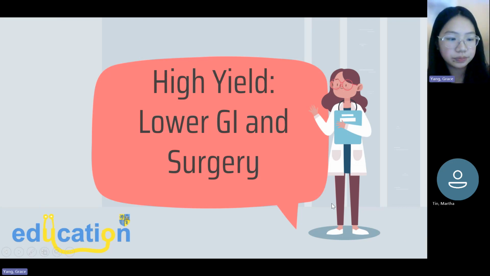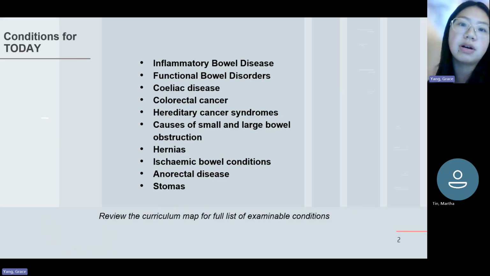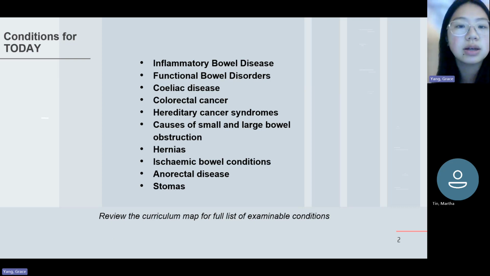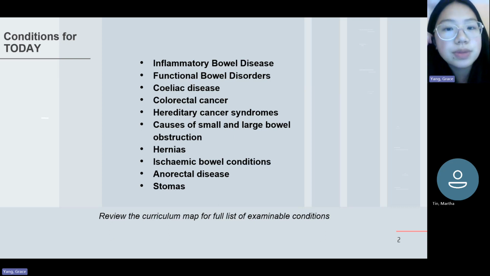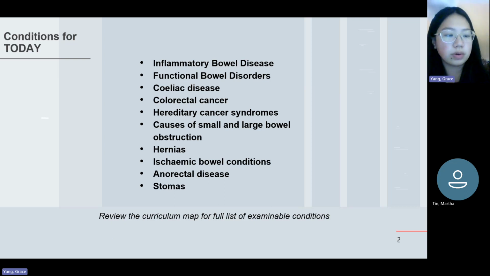Hello everyone, so today's tutorial is on high yield lower GI and surgery. So the conditions we'll cover are inflammatory bowel disease, functional bowel disorders, celiac disease, colorectal cancer, hereditary cancer syndromes, causes of small and large bowel obstruction, hernias, ischemic bowel conditions, anorectal disease and stomas. So obviously this is not the full core conditions, but these are really high yield stuff.